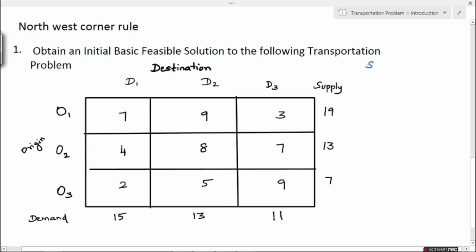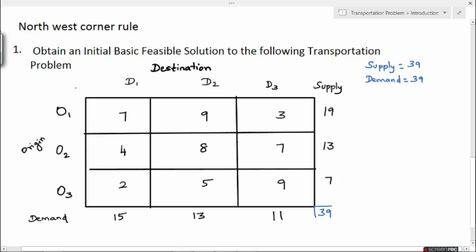First we have to add the supply values. So supply is this 19 plus 13 plus 7. We have to add all the three values, so we will get 39. Similarly, you have to add demand values. 15 plus 13 plus 11. If you add, you will get 39. So the total is 39. I'm going to write the total here. So both are equal, therefore it is a balanced transportation problem.